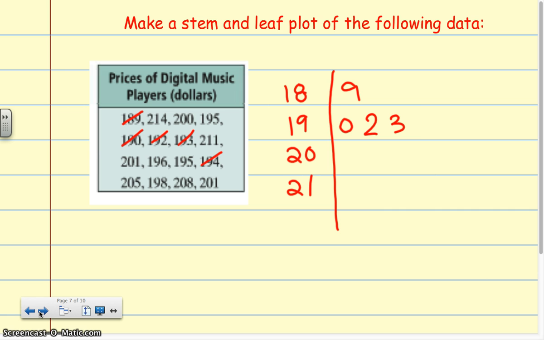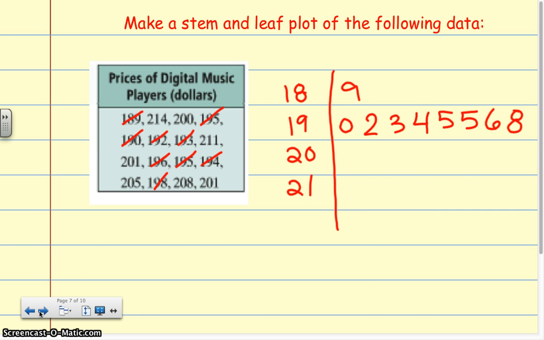A 194. Looks like I have a 195. Another 195. A 196 and a 198. That's exactly how I do this, 196 and 198.